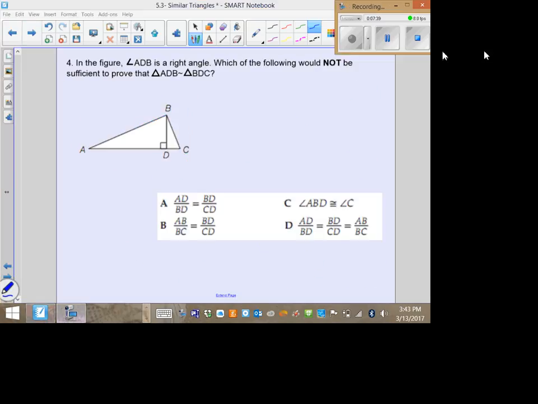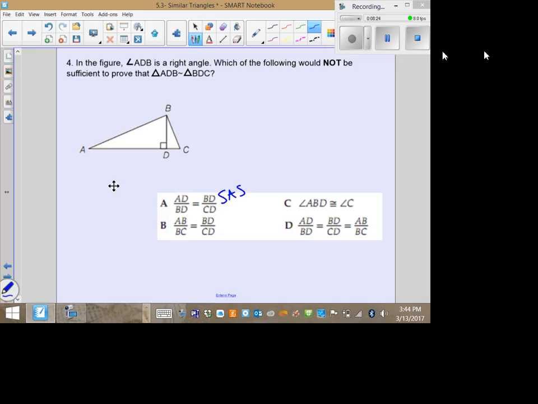So here we have that angle ADB is a right angle. We want to know which of the following would not be sufficient to prove that triangle ADB is congruent to BDC. So here's our right angle in that triangle. So if we have AD over BD, AB over BC, and then BD over CD, that would give us our side angle side, because our angle would be in the middle.